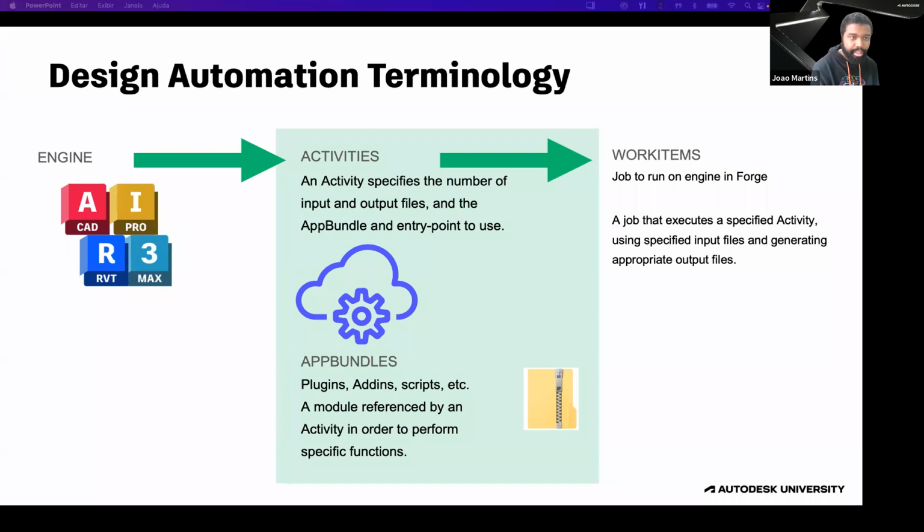So activity and app bundle can be defined only once. The activity is the definition of how many inputs do I need, how many outputs are going to be generated, are they required or not, do I need additional parameters, which app bundle I'm going to use. App bundle is the code, the plugin. And combining those, I can run this activity against multiple different input files, generating different output files, different reports, or different extractions, right? Putting it together, activity defines what to run and how to run.